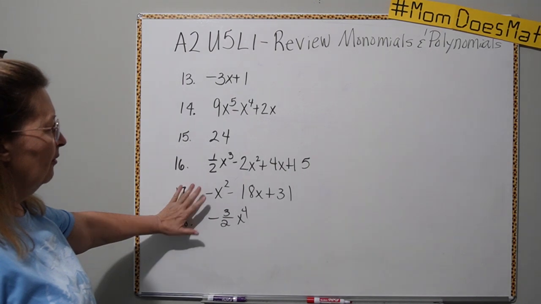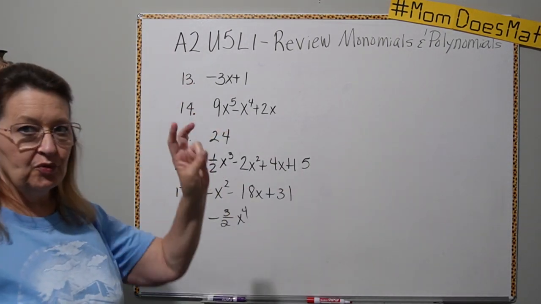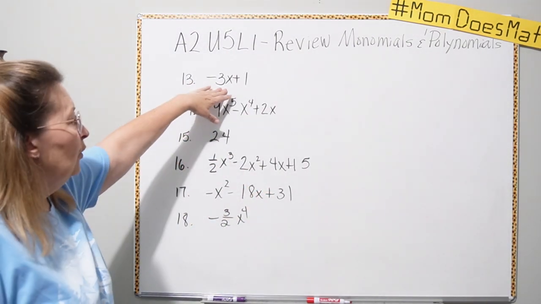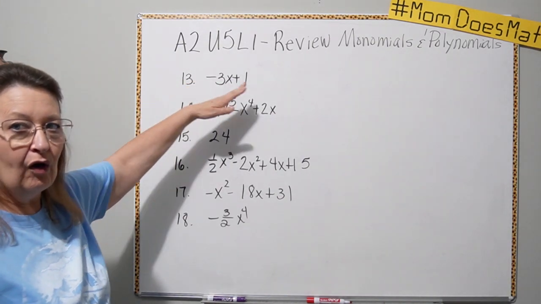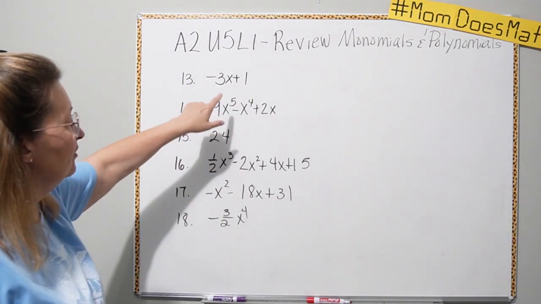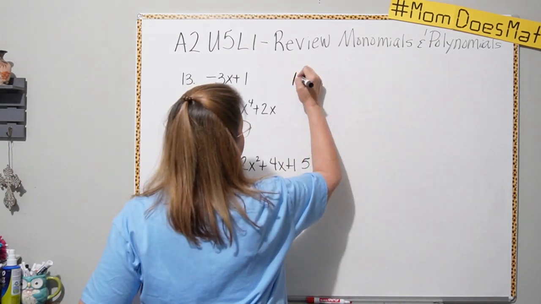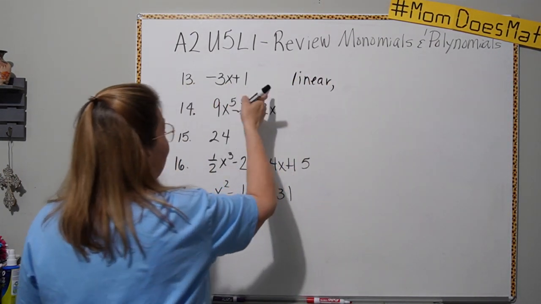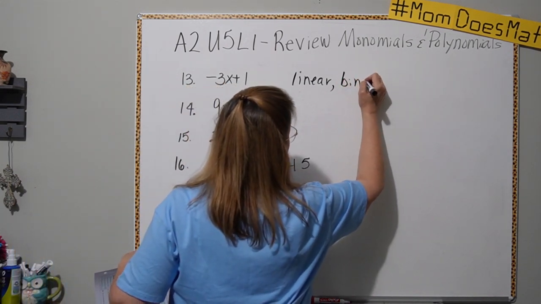Okay, for each of these problems, we want to classify it according to degree and number of terms. So we're going to have 2 words for each problem. All right, when you look for degree, you are looking for the highest exponent in the whole expression. And the highest exponent in this expression is the 1. So this is going to be linear. And how many terms does it have? 2. So it is a binomial.